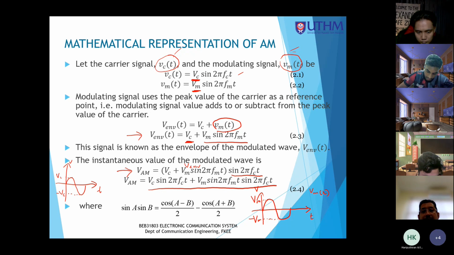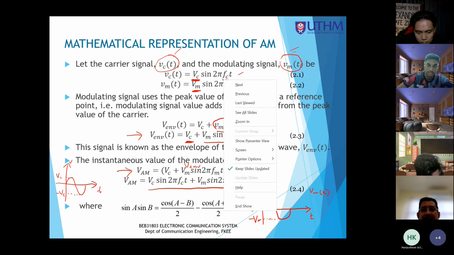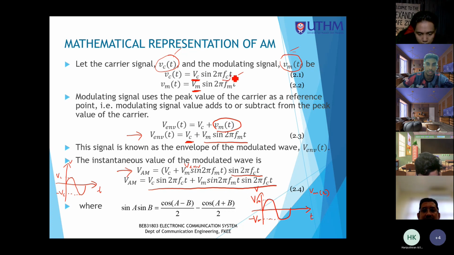Before we proceed, mungkin saya terlupa sikit. Apakah maksud fc? Kalau lihat yang atas ni, fc adalah carrier frequency. fm adalah modulating signal frequency. Kedua-dua function ini mempunyai frekuensi yang berbeza dan juga peak amplitude yang berbeza.